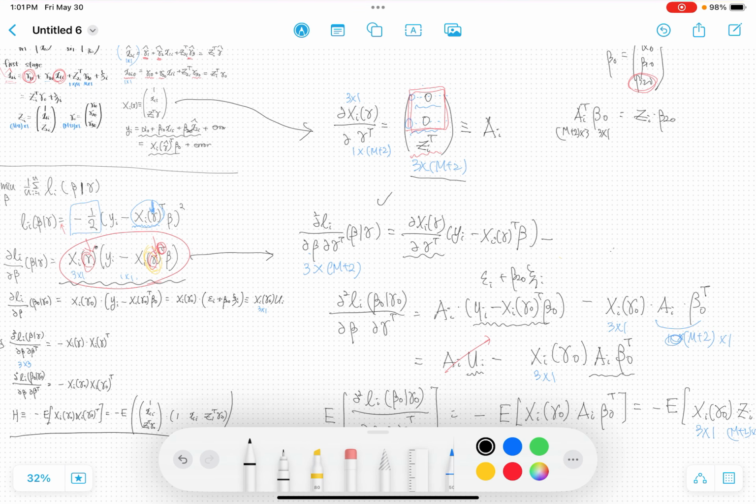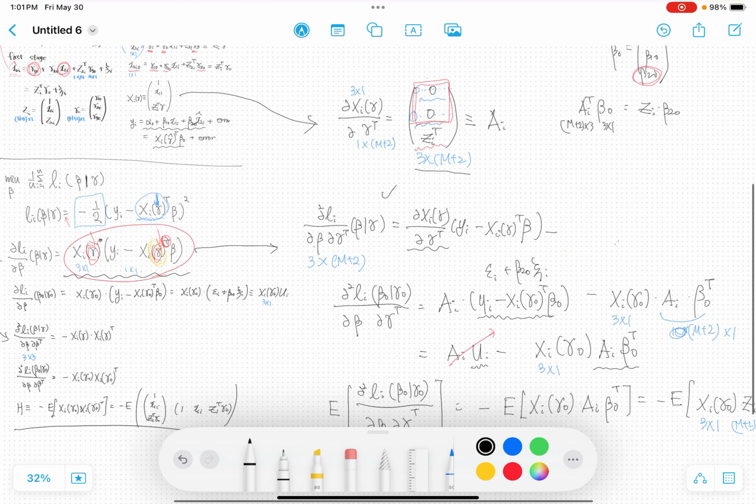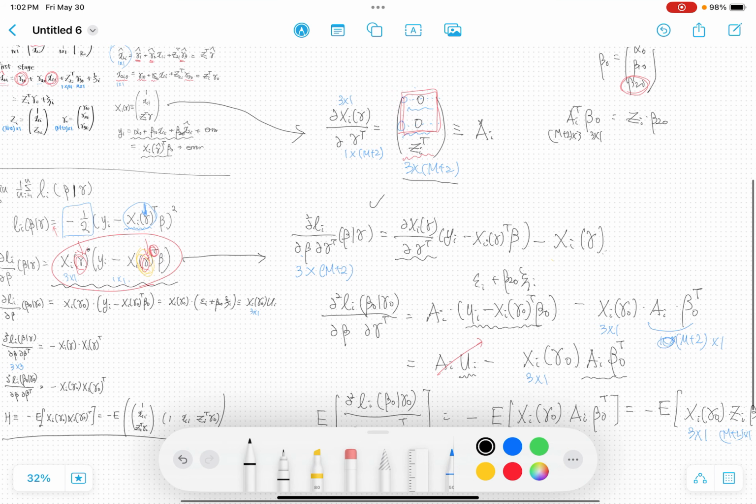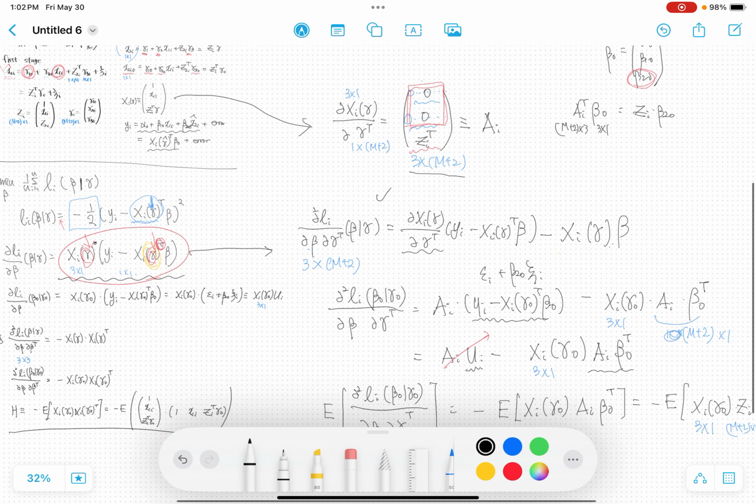Minus xi does not have any problem. Outside xi is right, but inside that should go this way. Beta transpose times the derivative of xi with respect to gamma, differentiate gamma transpose. This should be right. Let me check.